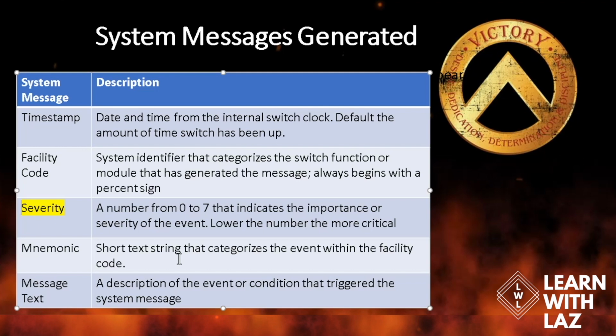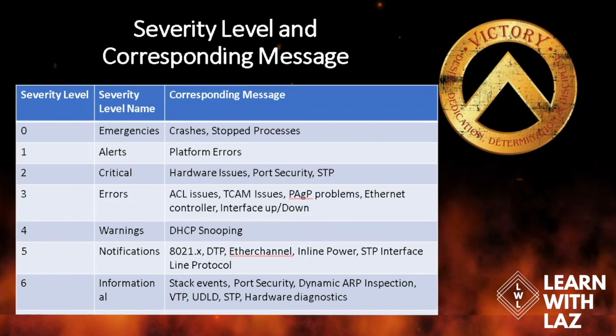Now, mnemonic for the message, like up, down, or what have you. And you also have a description or message text, which is the description of an event or condition that is triggered. Now, this is nice to know, so you know what you're looking at. But more importantly is the severity levels. And it goes from 0 to 7. So you need to come up with some way so you can memorize these things.